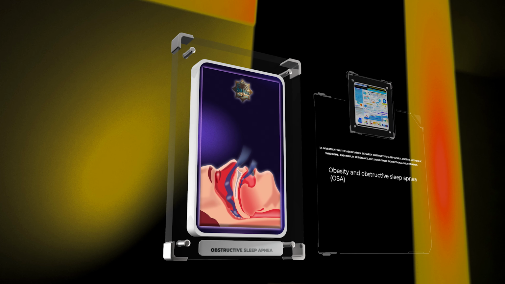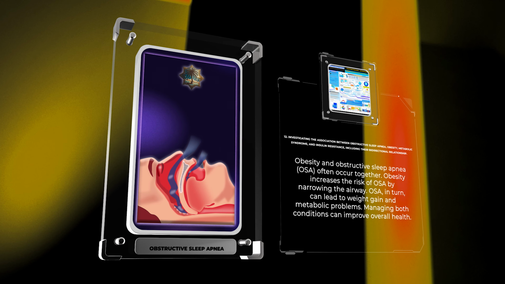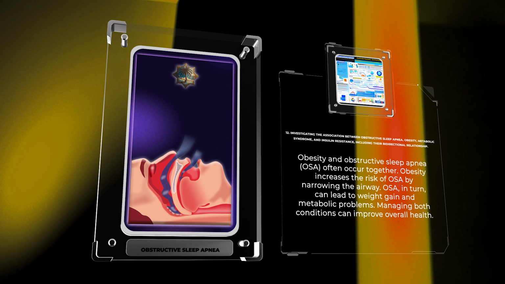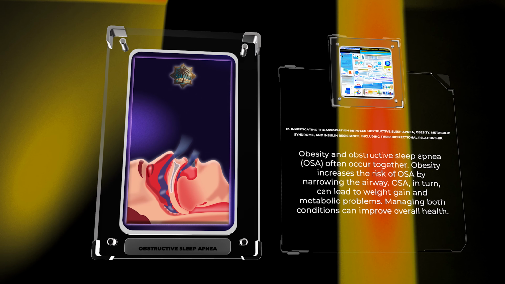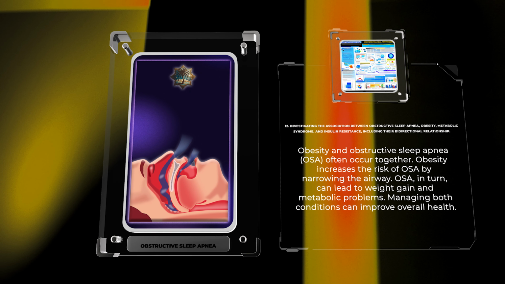Obesity and obstructive sleep apnea, OSA, often occur together. Obesity increases the risk of OSA by narrowing the airway. OSA, in turn, can lead to weight gain and metabolic problems. Managing both conditions can improve overall health.